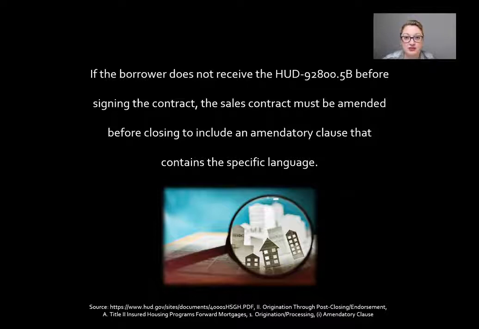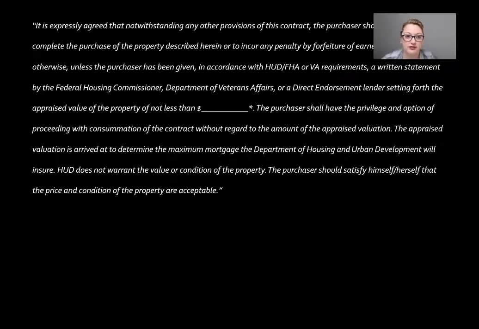Now, if the borrower does not receive the form that I just showed you before signing the contract, the sales contract must be amended before closing to include the amendatory clause, which is that opt-out clause that contains specific language. Now, located in the FHA handbook, they have the exact verbiage that a lender would need to use. I'm certainly not going to read this to you. Don't worry about reading. I just wanted to show it to you that it is available.